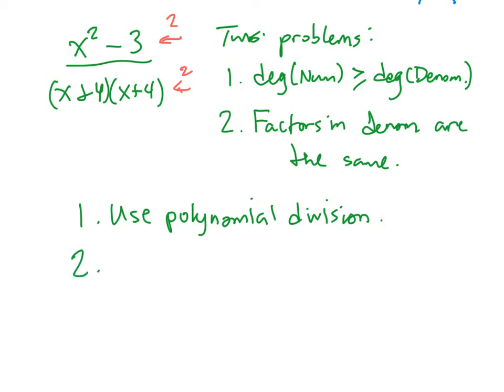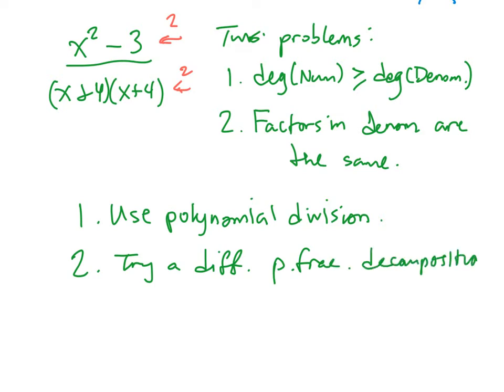I'm just going to do a quick demo here. And then once we've done that, number two, to deal with the factors in the denominator exactly the same. Now that's not something I'm going to be able to change by making just cosmetic changes to how the function's written. Those are always going to be the same. So instead, I'm going to try a different partial fraction decomposition. But let's do number one first.